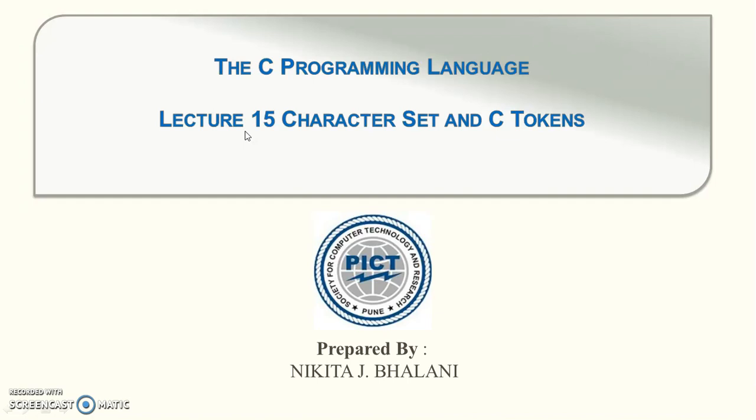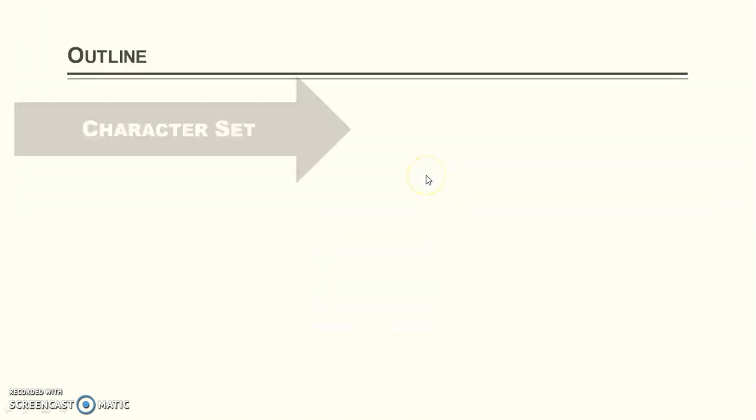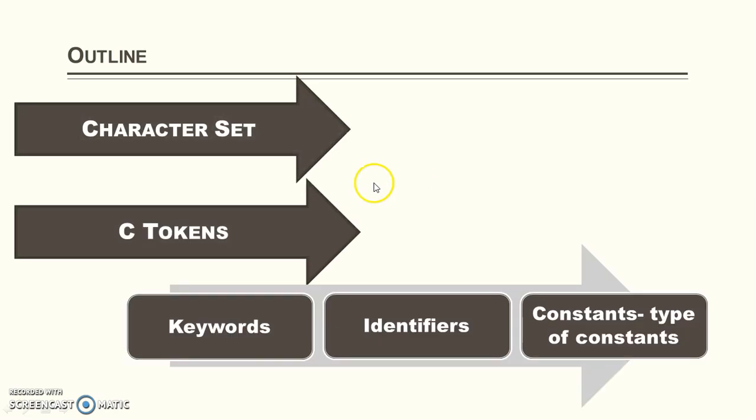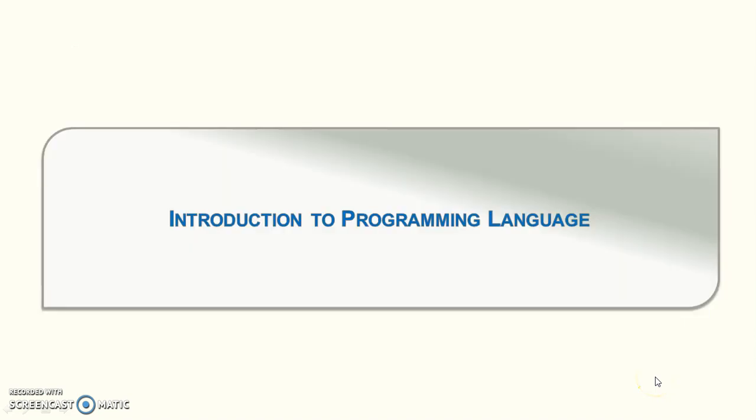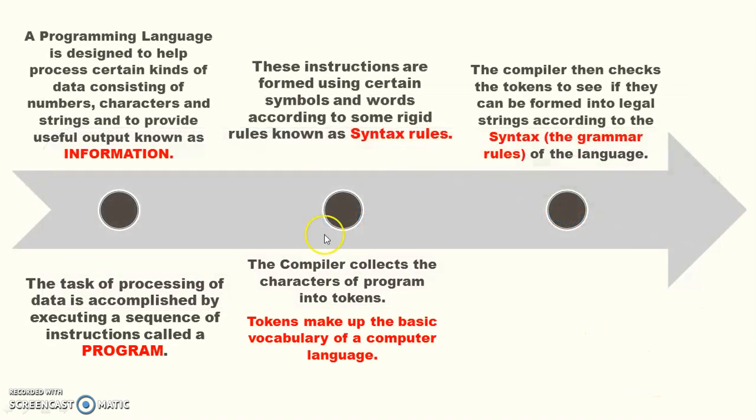This is our 15th lecture, in which we will discuss the character set and the C token. These are the outline of today's lecture. First we will discuss the character set supported by the C programming language. Then we will discuss the C tokens like keyword, identifier and different types of constants in C.